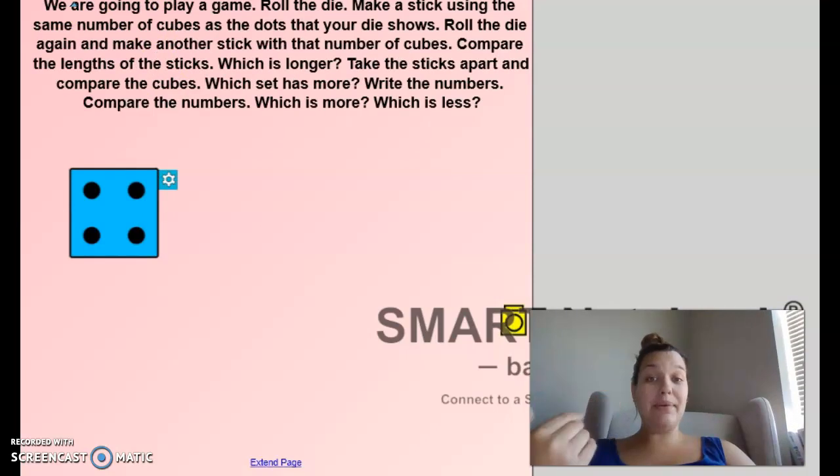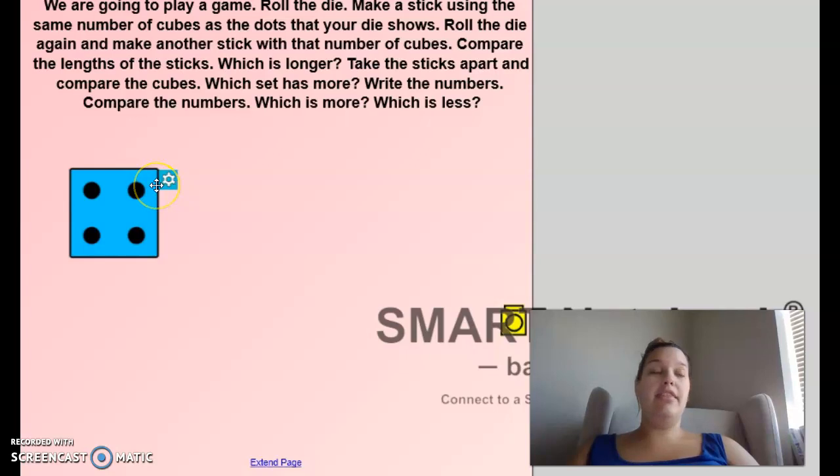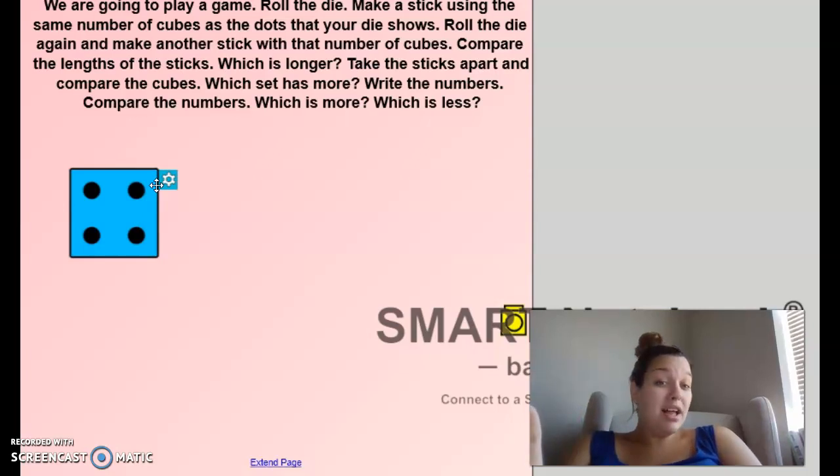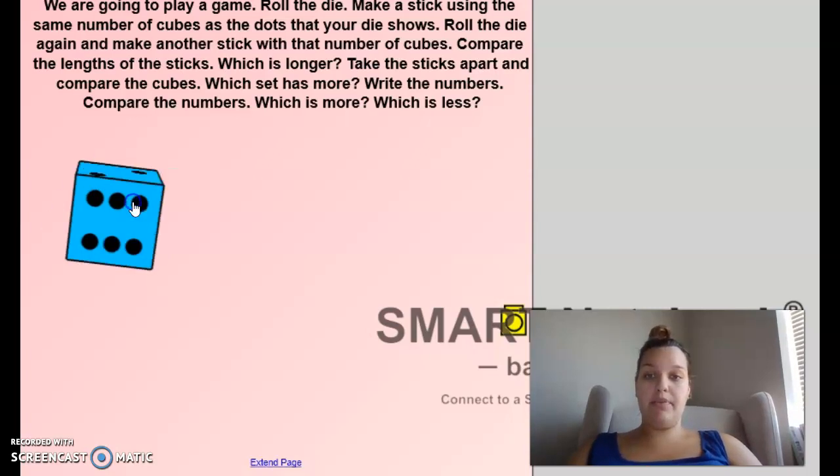Okay, so we're going to play a quick game. We are going to roll the dice or the die and make a stick using the same number of cubes as the dot on our die shows. Then we're going to roll the die again and we're going to compare the lengths of the cube sticks. We're going to figure out which one's longer, which has more, how many more the taller one has, which has less. Okay, so here we go.